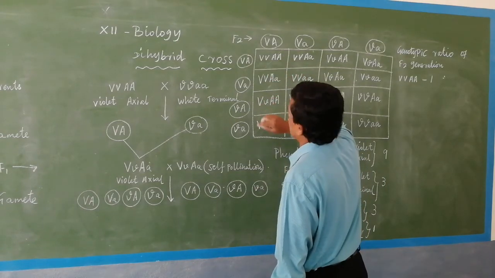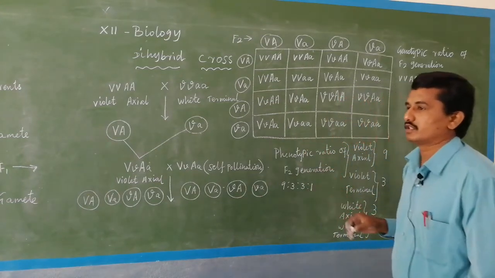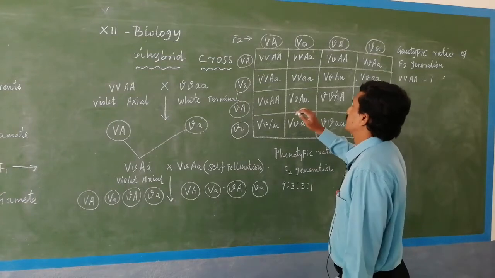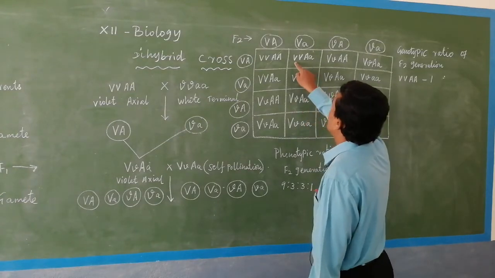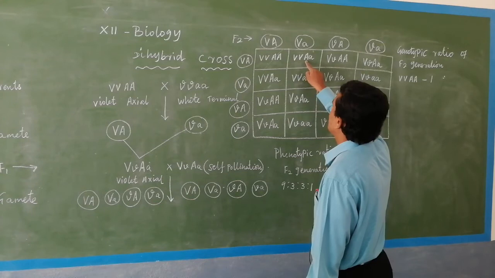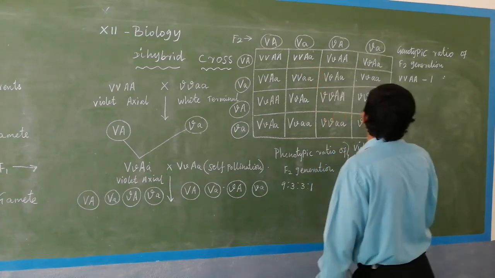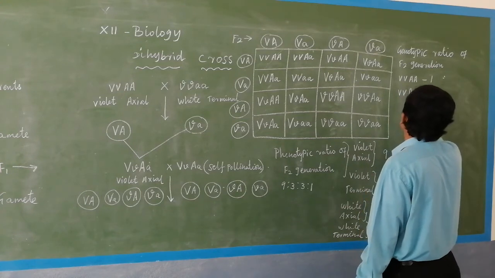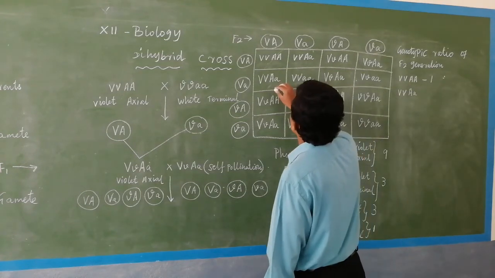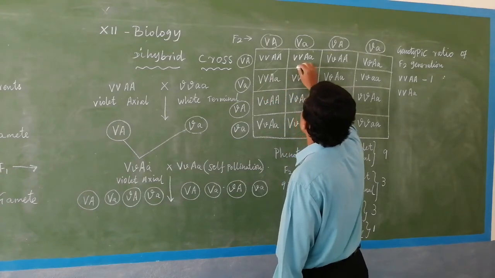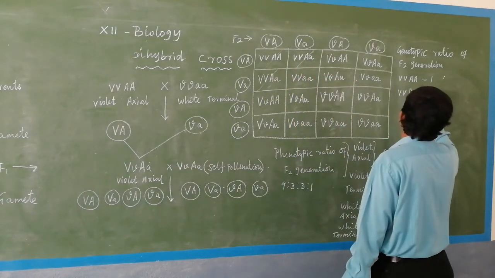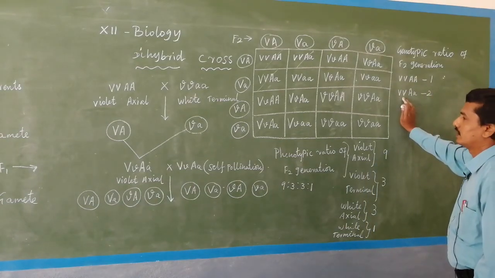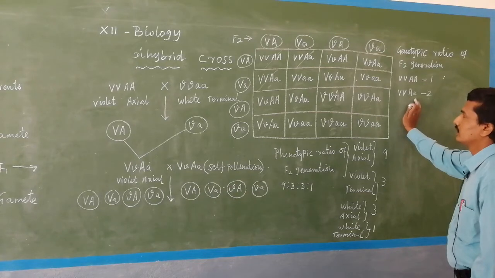The next one, put a cross slightly. Afterwards you erase the cross; for our identification only, you put the cross. This is homozygous violet and heterozygous axial: capital V, capital V, capital A, small a. 1, 2. Only 2 plants are homozygous violet and heterozygous axial.